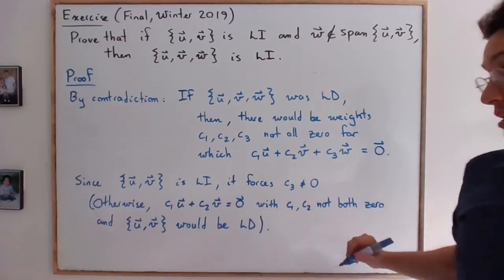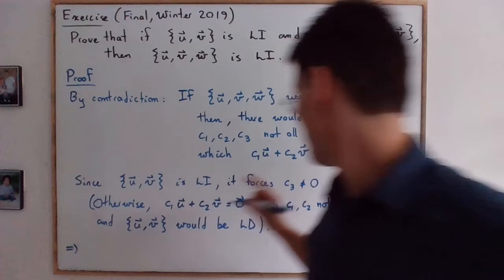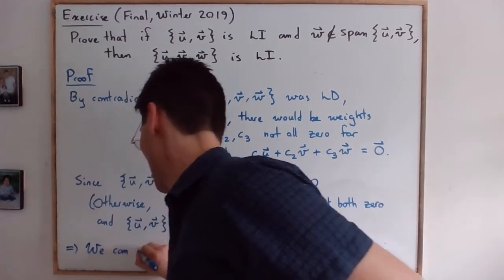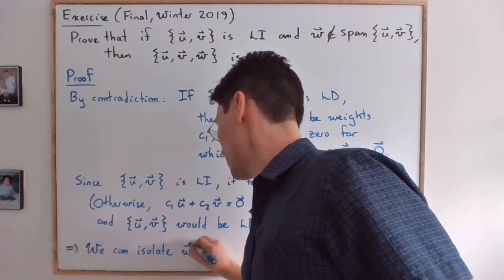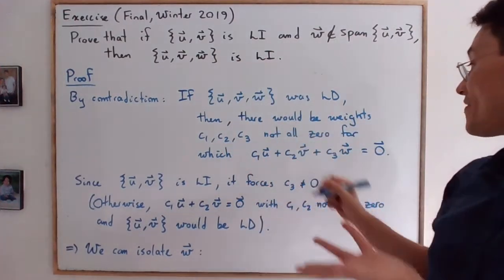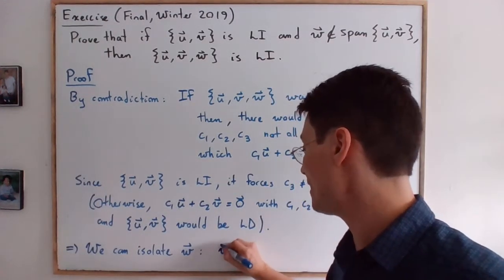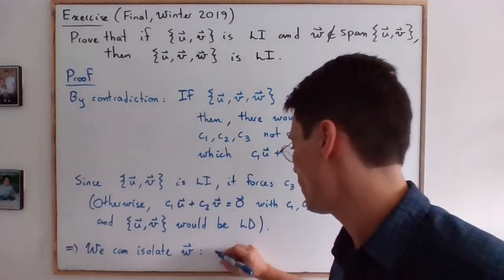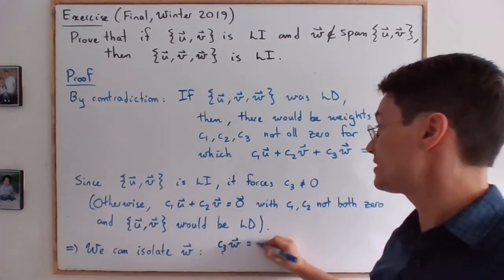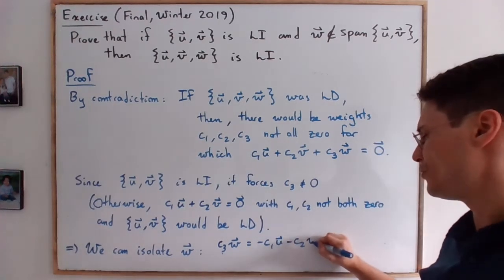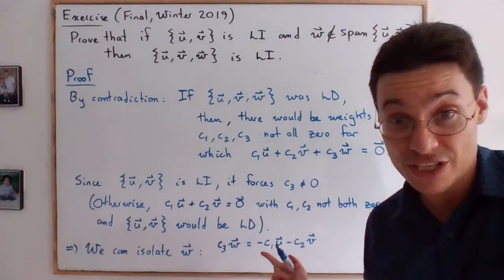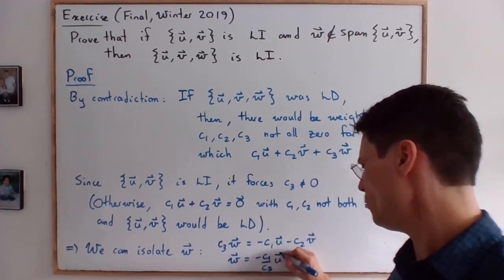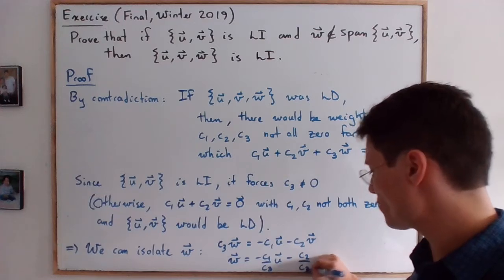Then this means that we can actually isolate W. How do we do it? Well, we just send these two on the other side and divide by C3. Let's go a little bit slower. We will have C3 W is equal to negative C1 U minus C2 V. And then dividing both sides by C3, which is just a number, gives us that W is negative C1 over C3 U minus C2 over C3 V.